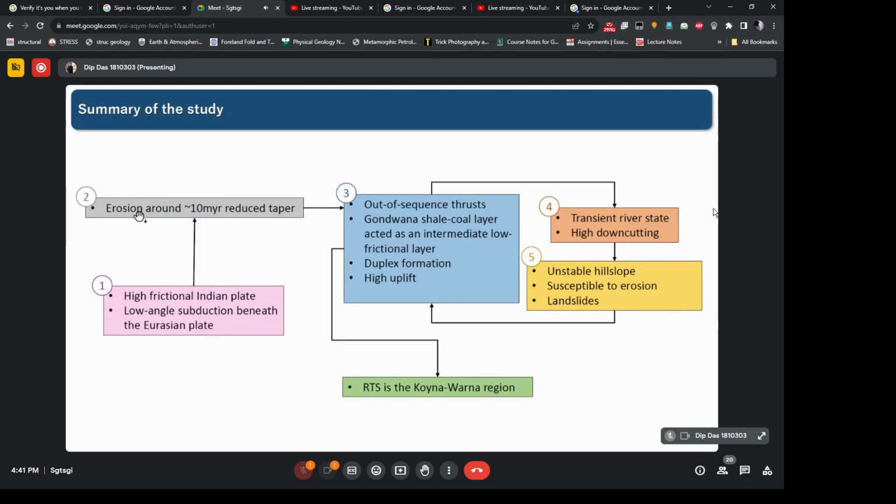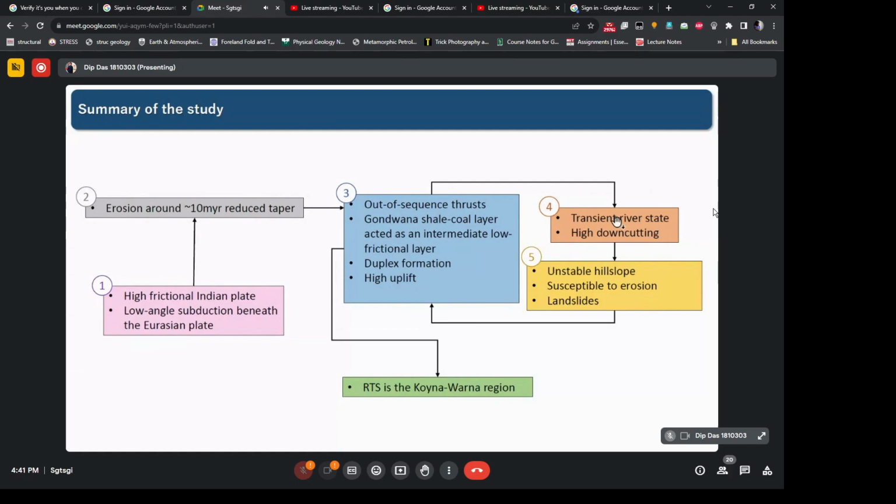Then after around 10 million years, as the monsoon started within the Himalayan mountain belt, erosion was introduced. Because of this erosion and reduced taper angle, out of sequence thrust generated, and the Gondwana coal shale layer acted as an intermediate low frictional layer, which gave rise to the duplex within the area. And due to the formation of the duplex, the uplift also increases. And due to this high uplift, the erosion also increased within the area.